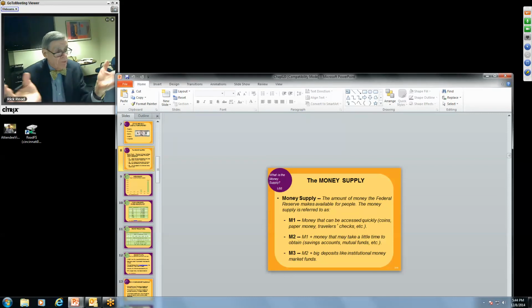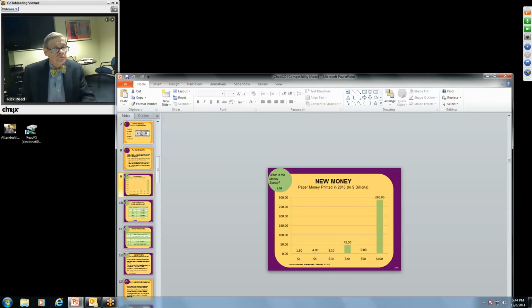So M1 is probably what most of us deal with on a day-to-day basis. But we do have some M2, especially if we have money market accounts and savings accounts and mutual funds and things of that nature. This is how money is supplied, and what we find is money printed in billions in the United States.